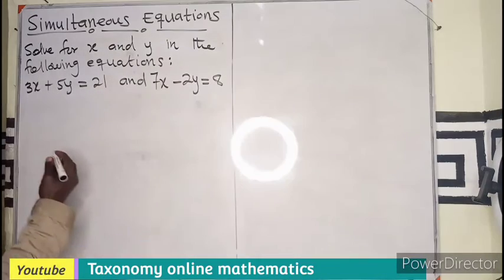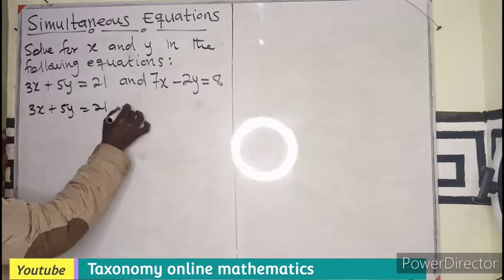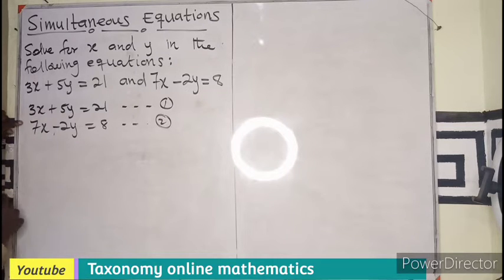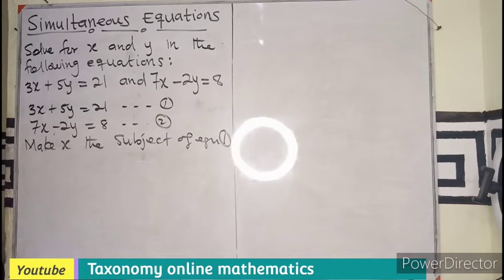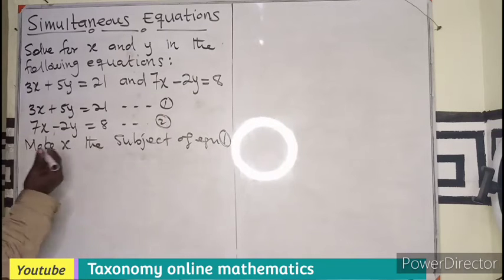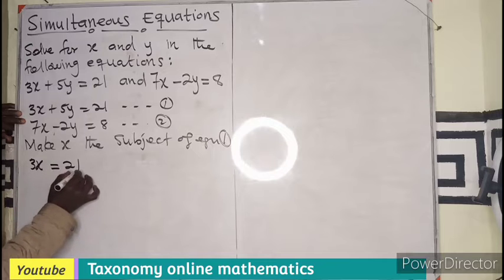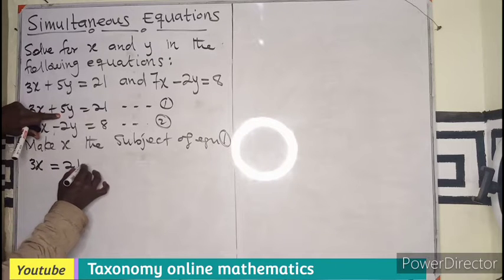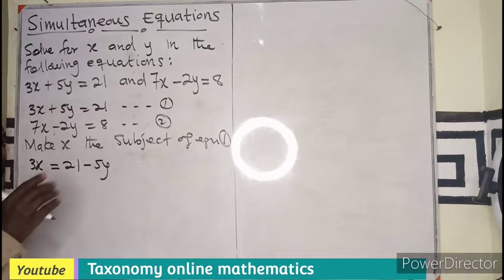So in this, let's write our equations by label. In this case, I'll be making x the subject. I want to make x the subject, meaning x to stand on its own. All other variables go to the right. So I'll be keeping my 3x equals 21, while this becomes minus 5y, as in subtracting 5y from both sides.